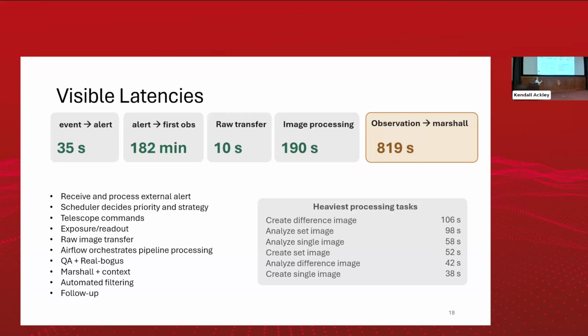So from the first observation all the way through to that Marshall front-end page where we can say, is it real or not? It's about 900 seconds. Obviously, there's a lot of heavy processing tasks that are handled in here. The main components are built in, but where is all of that hidden latency, right? So what is actually the component? If you sum these numbers up, you're missing a huge chunk.